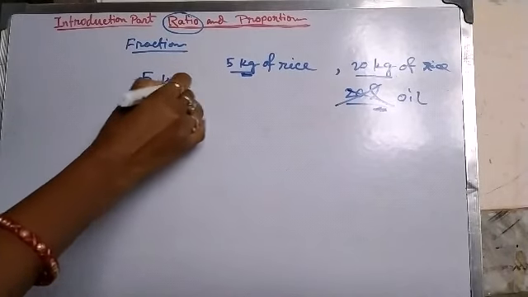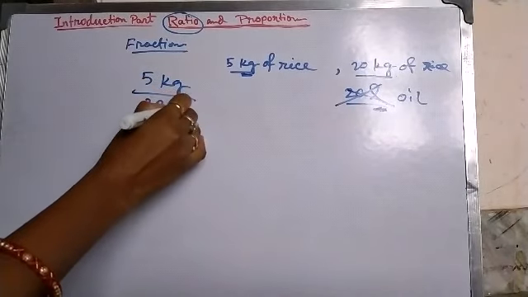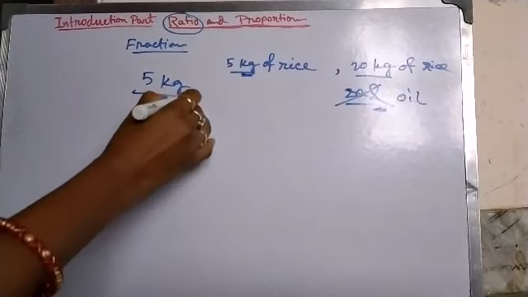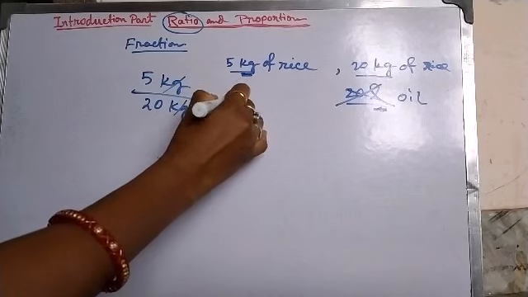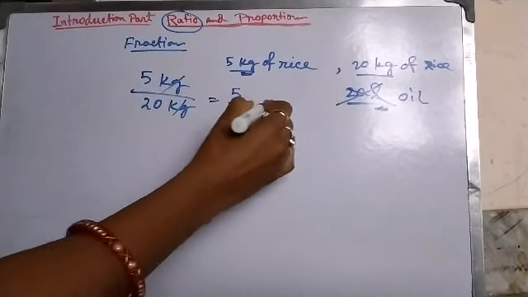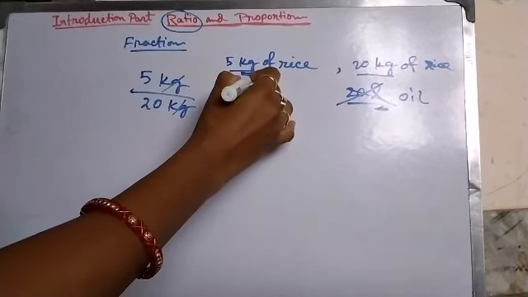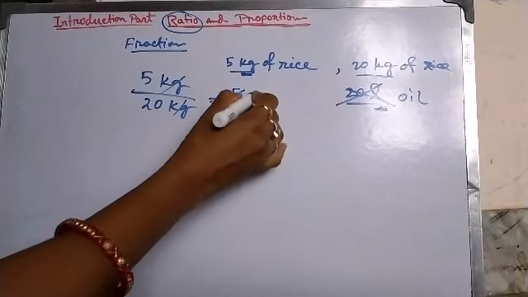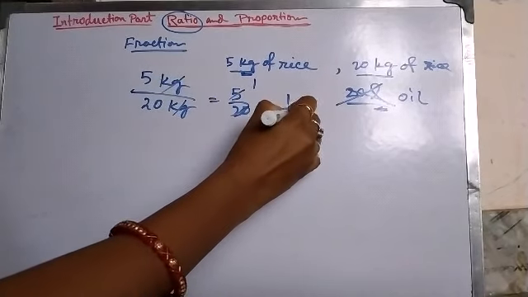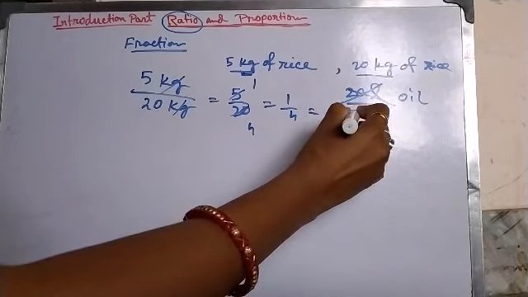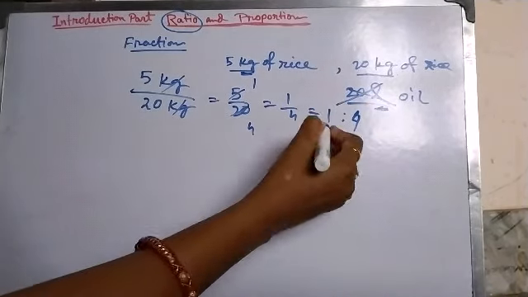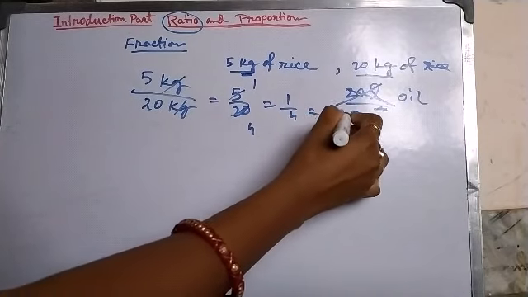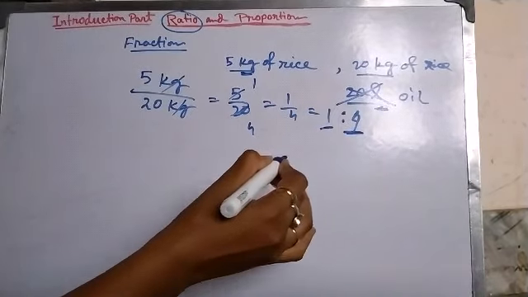So here we can write it this way. Here kg and kg will be cancelled. So 5 by 20, and after making the simplest form, it will be 1 by 4. Then we can write it in ratio form, 1:4. Here I have written 1:4, this is the ratio form.